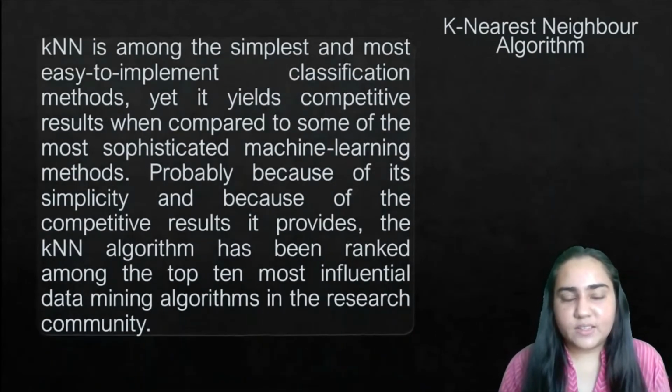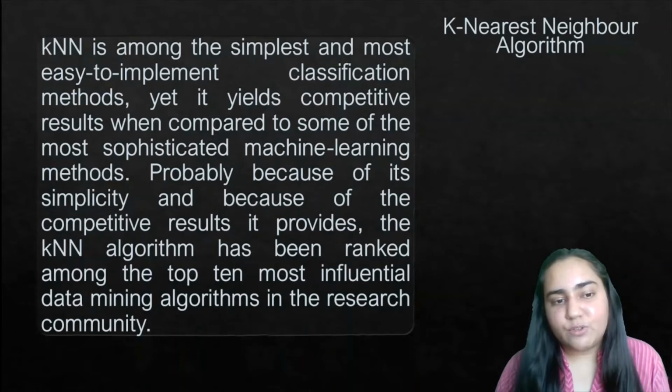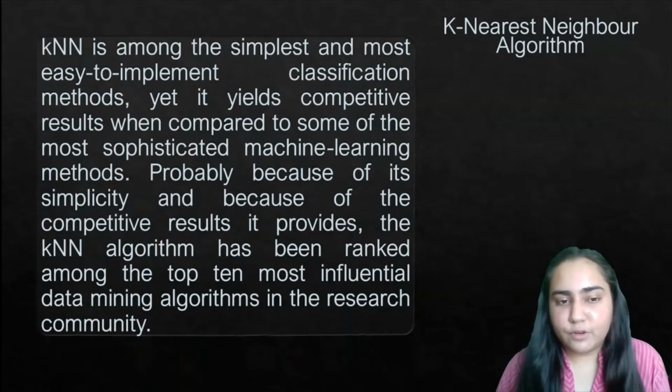Now, kNN is among the simplest and easiest to implement classification methods, and it yields competitive results when compared to some of the most sophisticated machine learning methods. Even though it is so simple, it can give you quite good accuracy compared to other machine learning algorithms. It's probably because it's so simple that it provides these competitive results. And that's why it has been ranked among the top 10 most influential data mining algorithms in the research community.